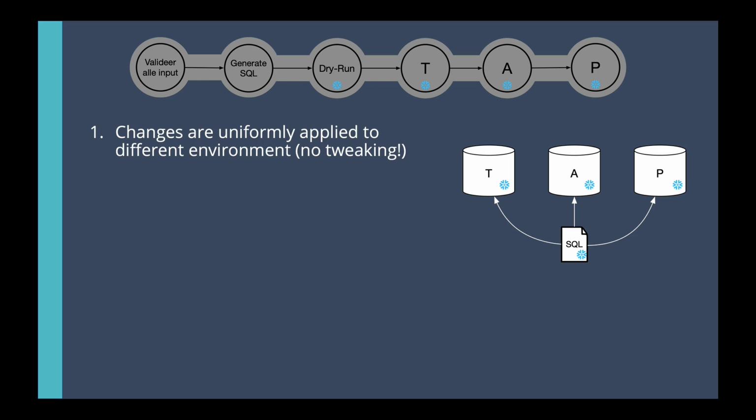So here we go. So first, what is a change? Well, in Snowflake, a change is a piece of SQL that needs to be applied to the test environment, to the acceptance environment, and to the production environment. We also call them the top street. When we apply this change, you should not tweak the change, otherwise the environments will be getting out of sync.